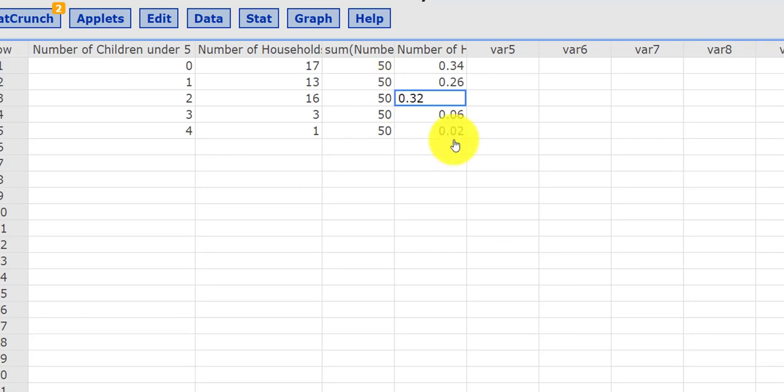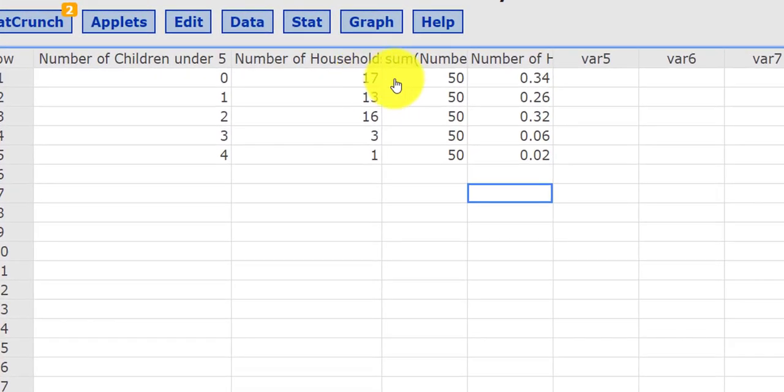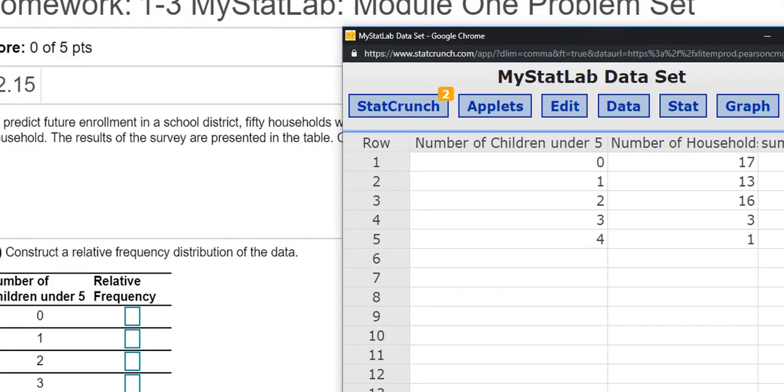And now, if you were to use your calculator and do 17 divided by 50, you'd get 0.34. 13 divided by 50 would be 0.26. And if you sum all of this, it should equal 1. That would give me 100%. All of the percents should be 100%. So think of this as 34%, 26%, 32%, and so on. 6% and 2%. So let's record our answers.